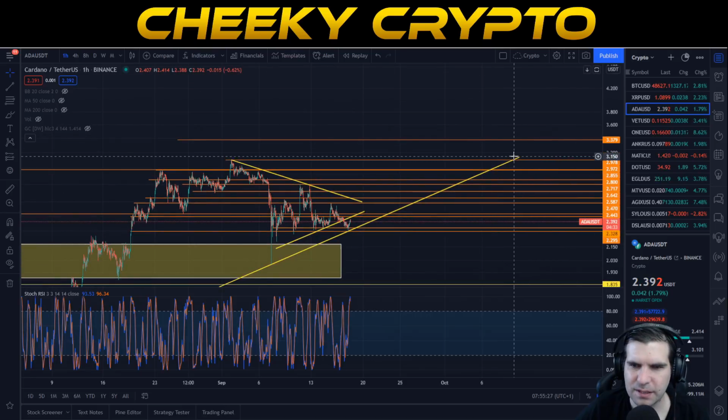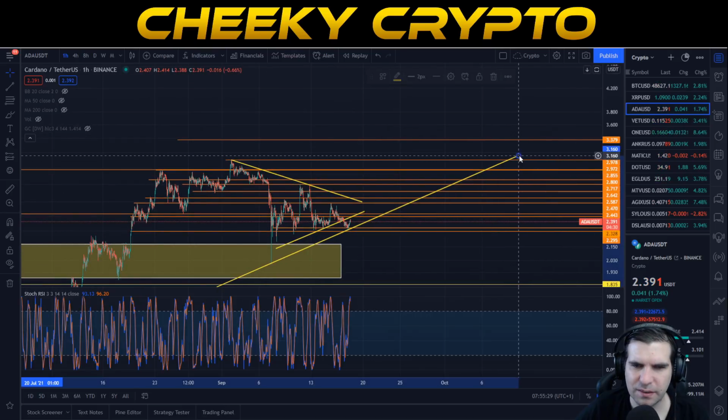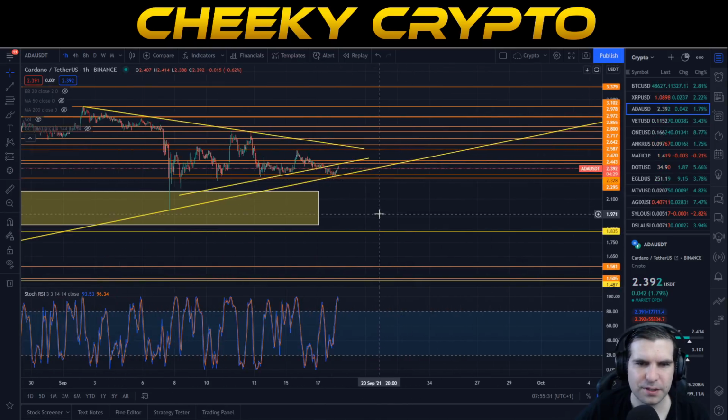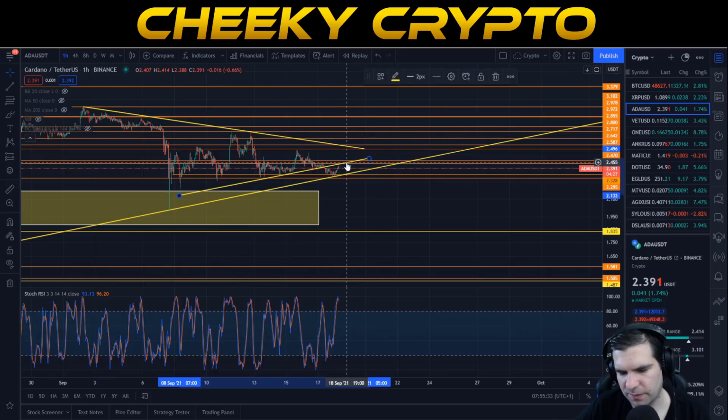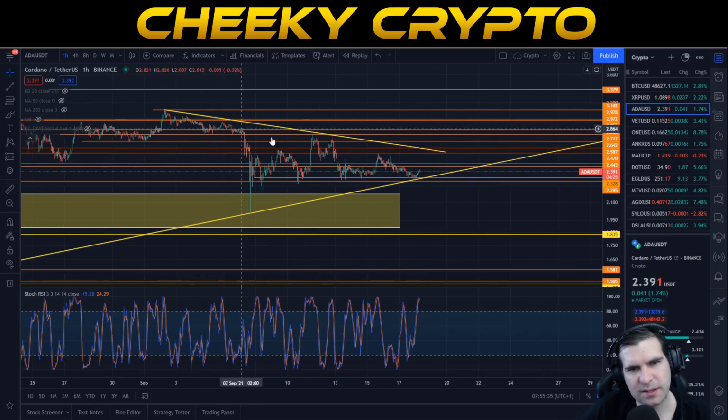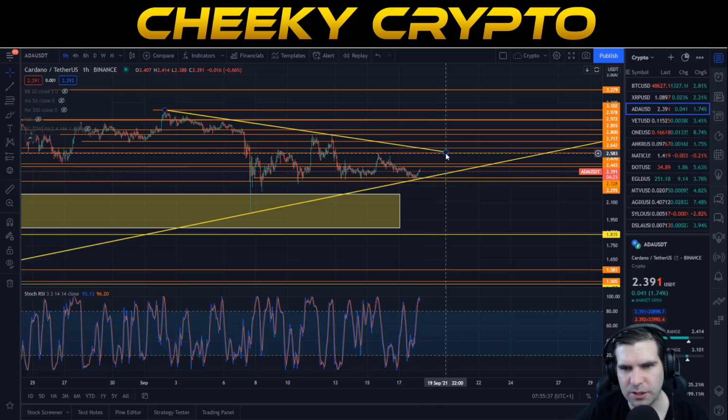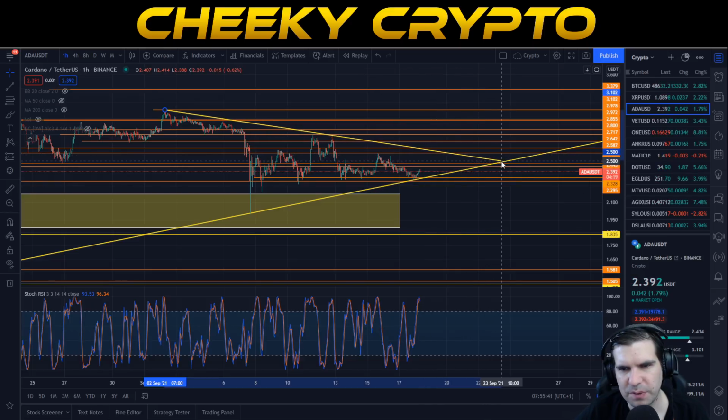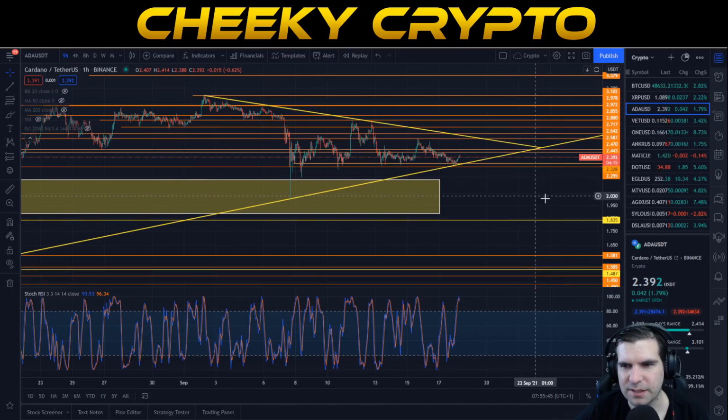So if I actually just expand this down a little bit and just move that in line there, what we can do is we can see that if I just remove this line that was broken, we are getting tighter and tighter inside this triangular wedge here. So if I actually pull this down, we'll see that these things will be meeting on the 23rd of September.